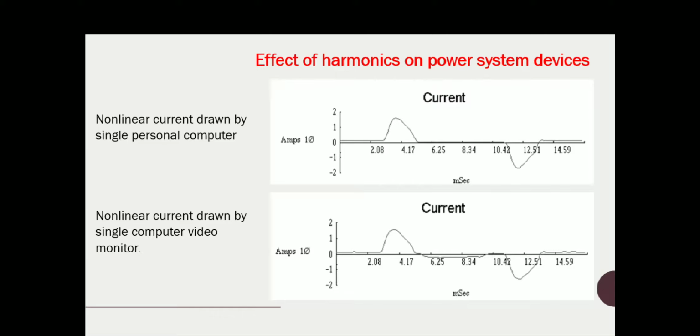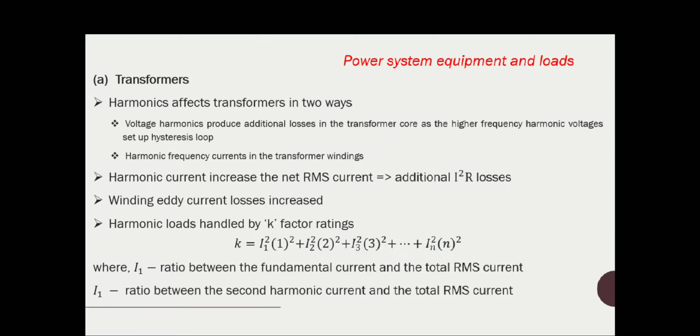And insight into how harmonics can interact within the power system and how they can affect the power system component is important for preventing failures. So let us discuss the effect of harmonics on your transformers. Harmonics can affect transformers primarily in two ways.